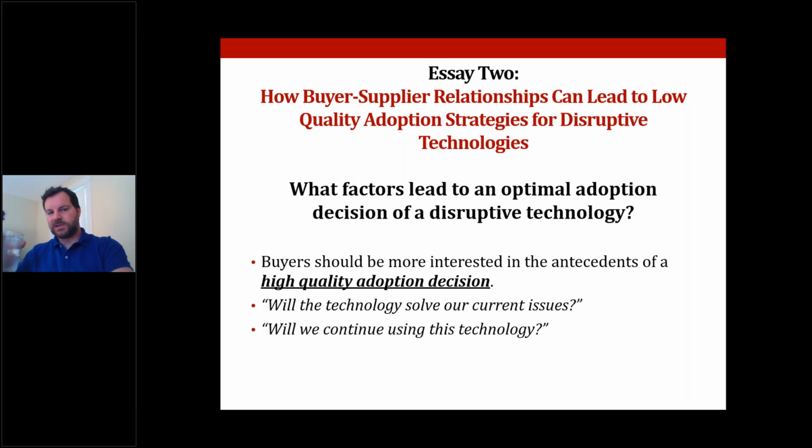So this leads us to SA2. How can buyer-supplier relationships lead to low-quality adoption decisions? So we're not just considering whether or not the adoption of the new technology happened, but whether it is a good decision. It's actually problematic for companies to just buy the newest, shiniest thing, because there's always something new and shiny, and they don't necessarily always succeed. So they need to ask, will the technology solve our current issues, and will we continue using the technology?